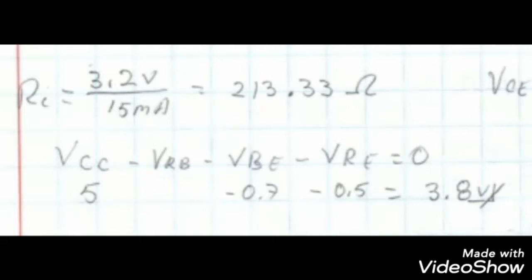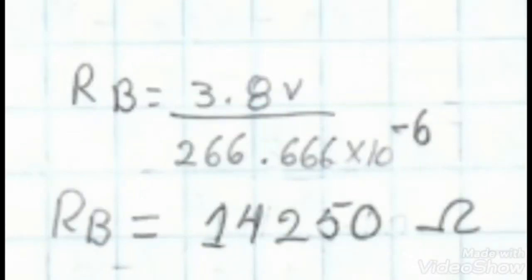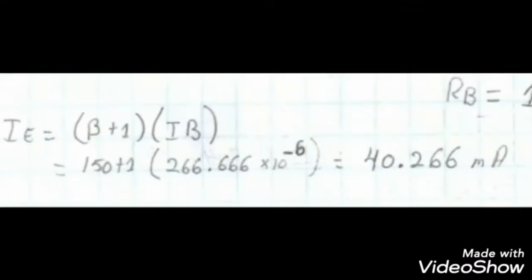Following Kirchhoff's law, we obtain the next values. VCC is 5 volts minus VBE, that is 0.7 volts, minus VRE, that is 0.5 volts. The result is 3.8 volts. To calculate RB, 3.8 volts divided by 266.66 micro, and the result is 14,250 ohms.